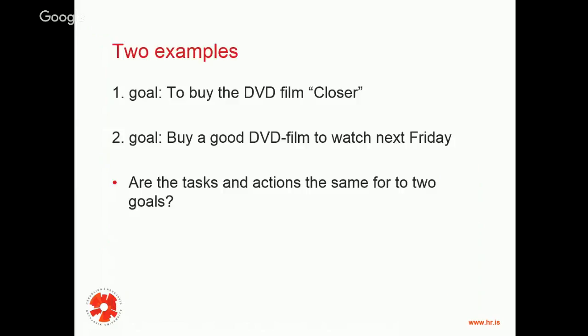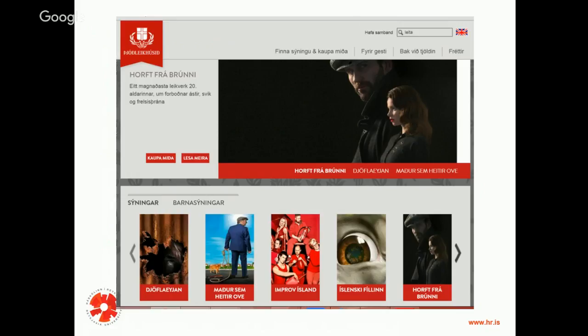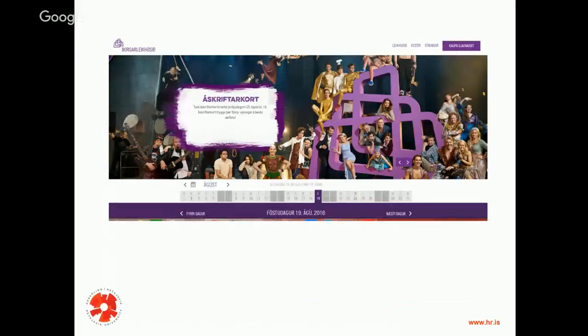So this is actually what I'm saying here. The goals can be very different. Maybe you would like just to pick some show to go to next Friday, or you have a particular show that you want to go to. The actions and tasks, what do you think? Are they similar in this website?